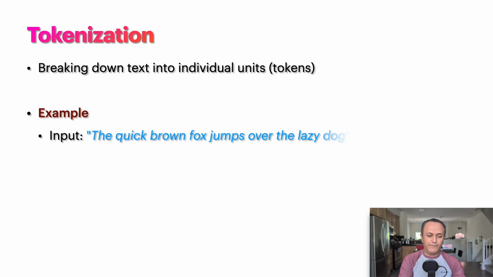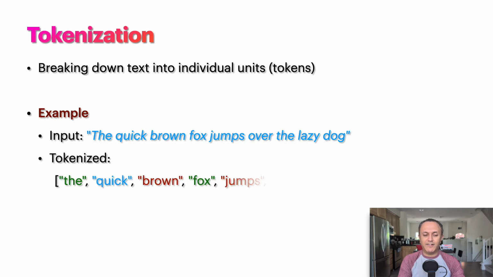So if we have a text like this, tokenization would be as simple as just splitting it into separate words. Each of these is going to be a token. So this is the first step of structuring our input data.